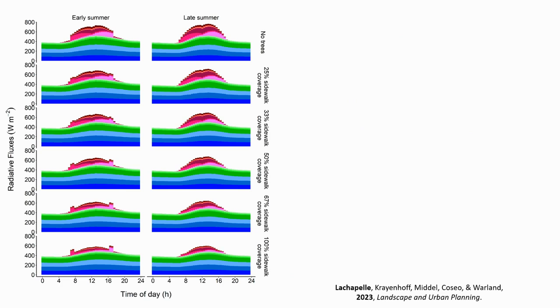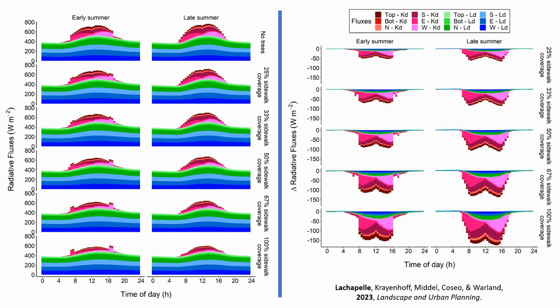And what we're looking at here is, the blues and greens are the long wave components of the fluxes from different directions on the pedestrian, and the red and pink are the shortwave fluxes from different directions. And you can see as we go from the no tree case all the way down to the 100% sidewalk street tree coverage case, we see the large reduction, as expected, in the shortwave and a small reduction in the long wave. We can actually take the differences.